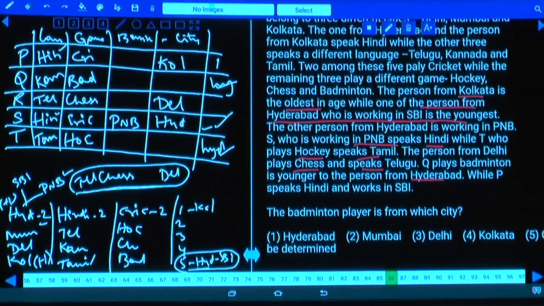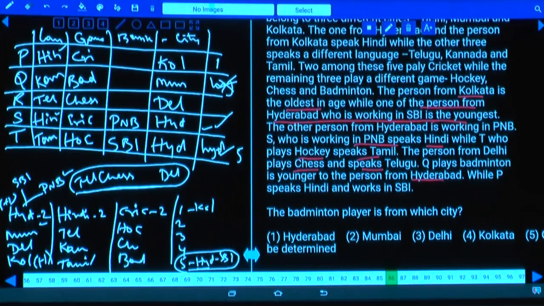Q plays badminton. As Q plays badminton, he is younger than the person from Hyderabad, so this person cannot be from Hyderabad. Then who will be from Hyderabad? If this person is Hyderabad, this person is working in SBI, and what is the numbering here? This person is 5 and this person is 1, isn't it? Kolkata, Delhi, Hyderabad. Then who is the person left over here? Mumbai is the person left over.